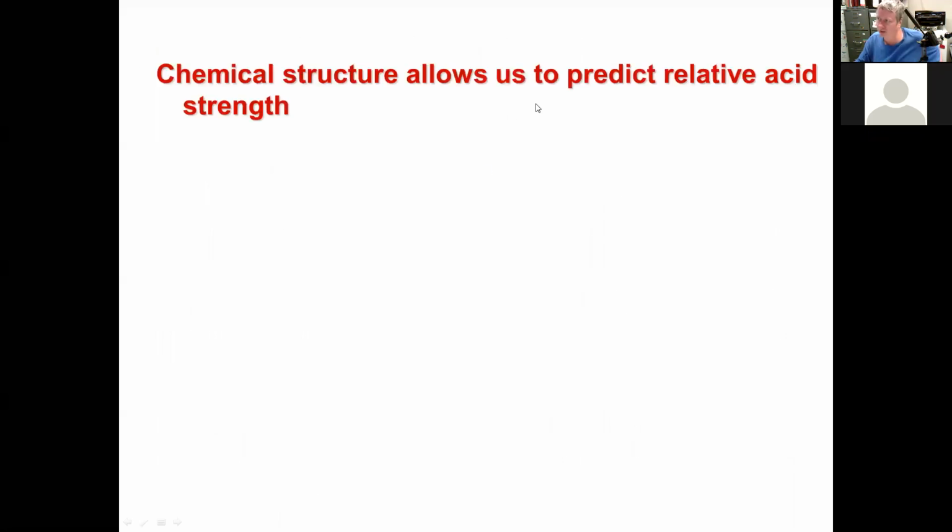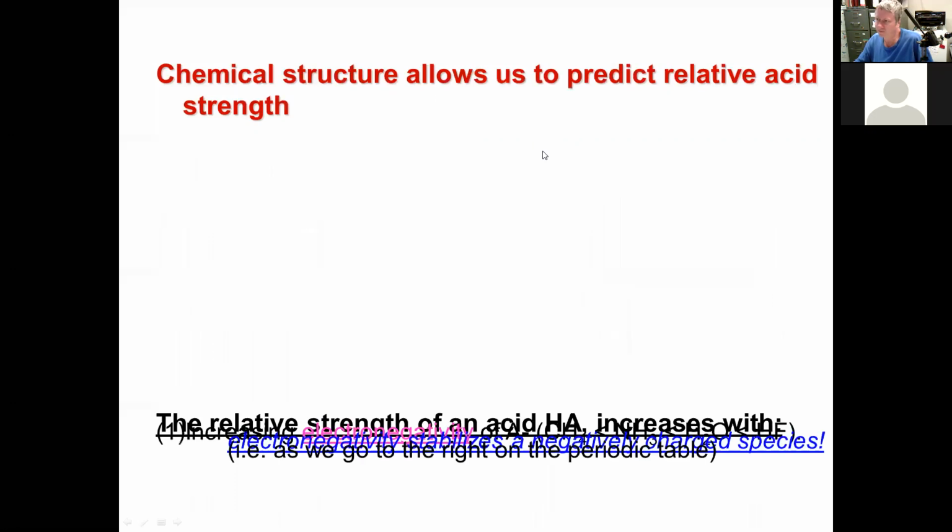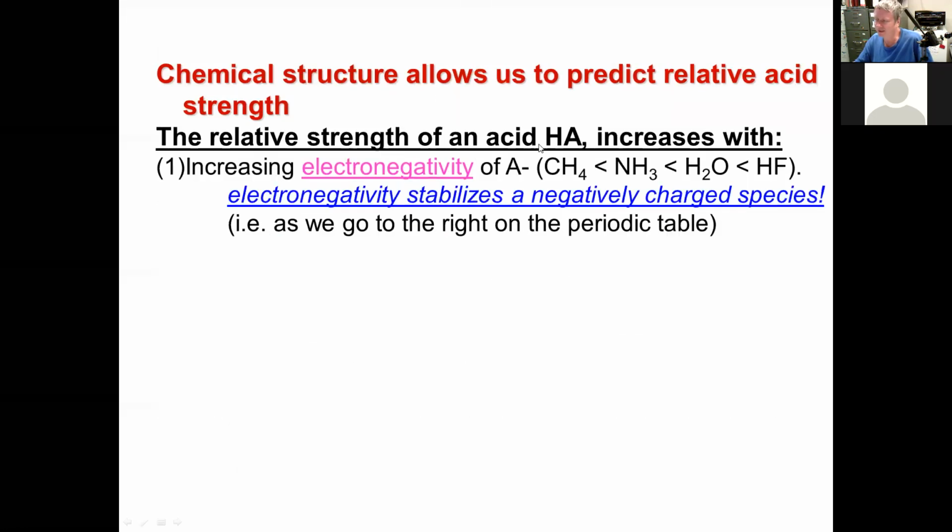Chemical structure allows us to predict the relative acid strength, or the pKa value. That's really useful because now we're all experts at organic structure. We can understand the chemical structure of organic molecules, and hopefully inorganic from Gen Chem. The relative strength of an acid increases, so it's more acidic, when you have more electronegativity of the conjugate base, A minus.